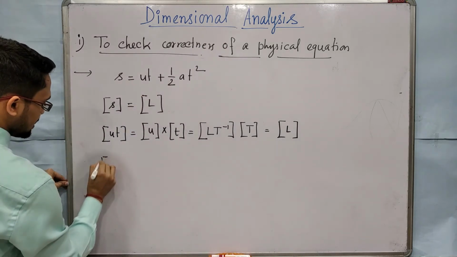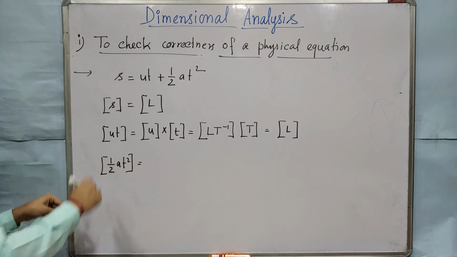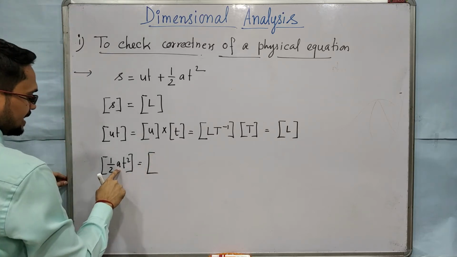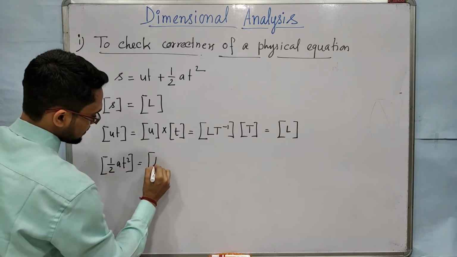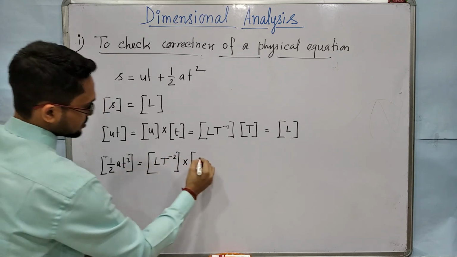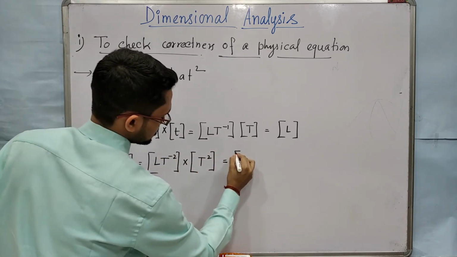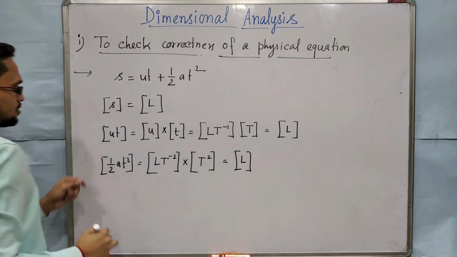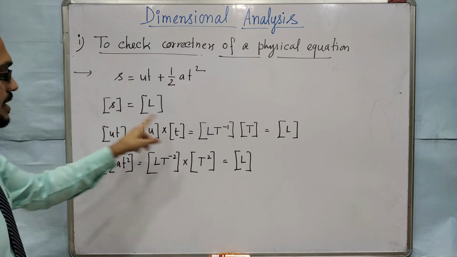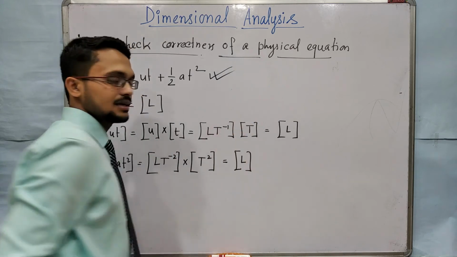Next, half a T square. Half is a number. Number does not have any dimension, so we will not bother about this. A is what? Acceleration. That means L T minus 2 into T square. T square means capital T square. Here again minus 2 plus 2 cancel out. So it is L. So look at here, these three physical quantities S, UT, half a T square, they have the same dimension. That means it is a dimensionally correct equation.